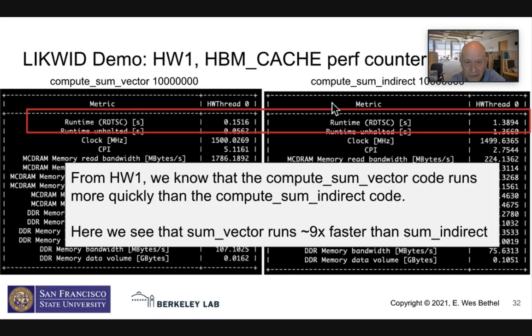So let's start at the top here. Runtime. We know from homework 1 that the vector code runs a heck of a lot faster than the indirect code. So we see confirmation of that here.